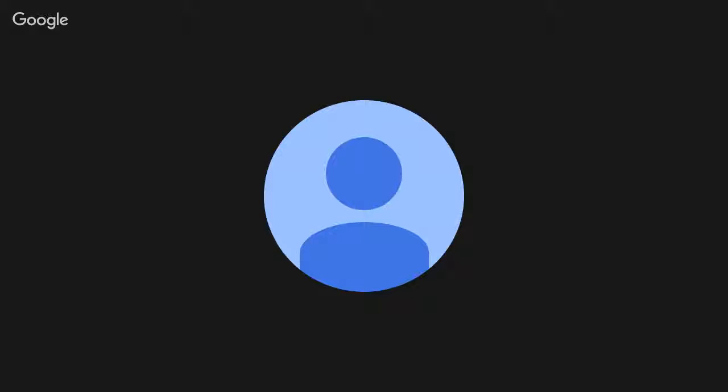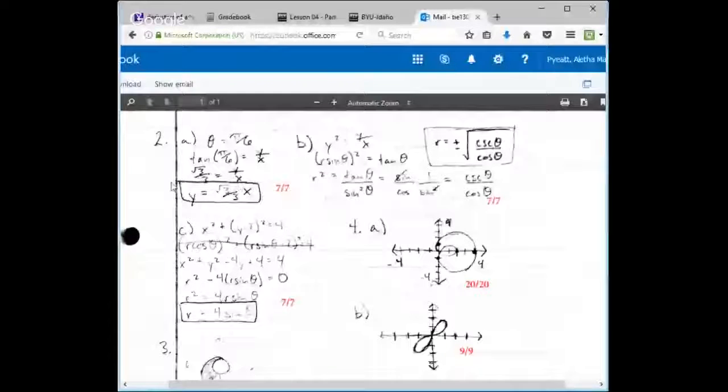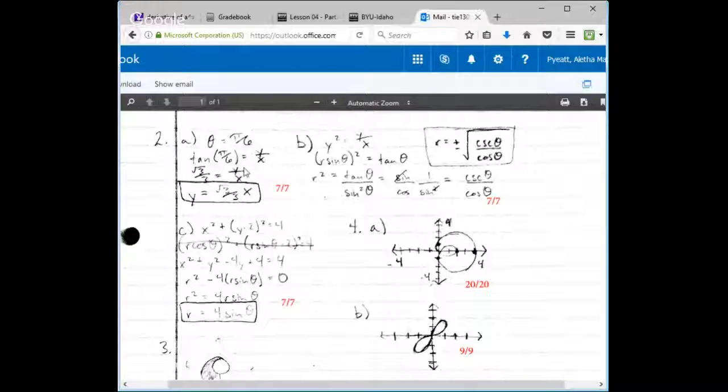Even though I thought it was clever. Let me share my screen again. Let's try this. So here's 2A. Used the formula that tangent theta equals y over x, and so then you just plug in theta. Did you do that part? Yeah. So then you just solve for y.